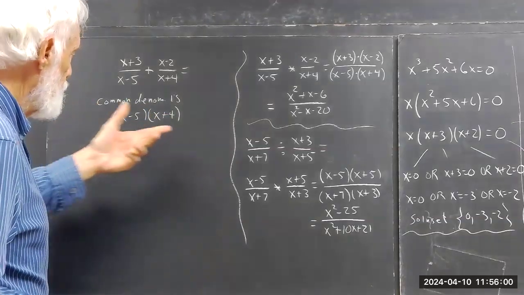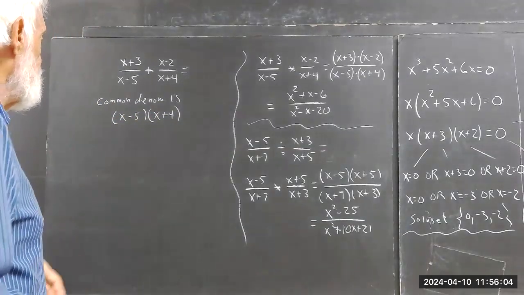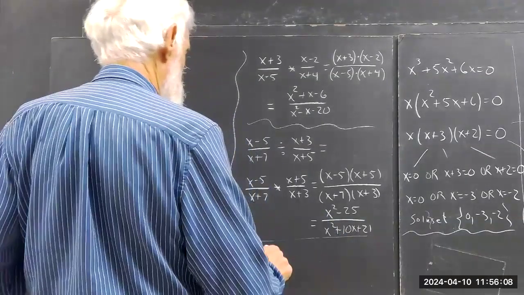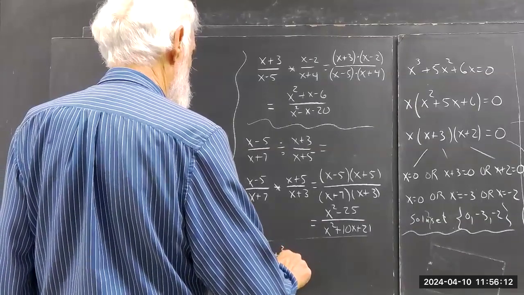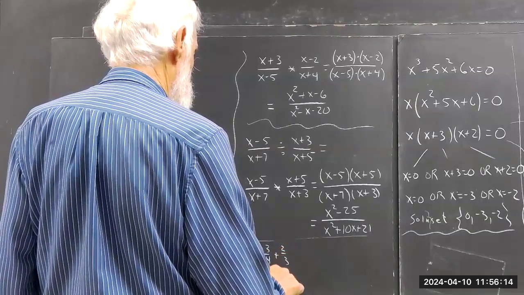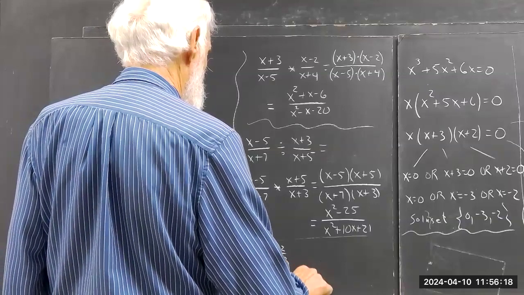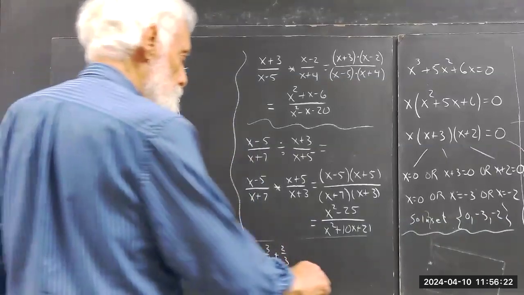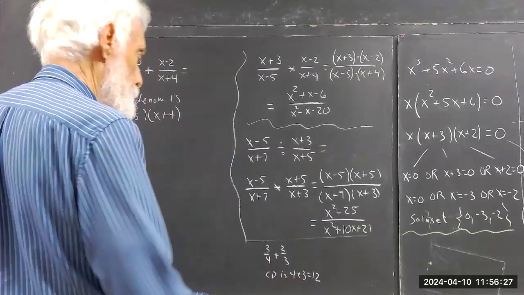The denominator is x minus 5 times x plus 4. Now, just for reference, I'm going to write down two-thirds plus 3/4, or 3/4 plus 2/3. The common denominator is 4 times 3, which is 12.